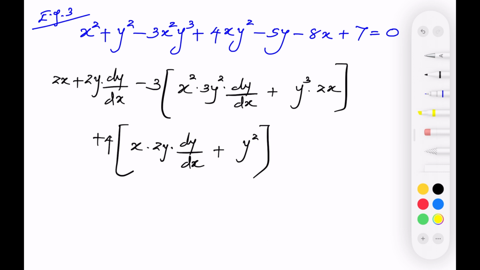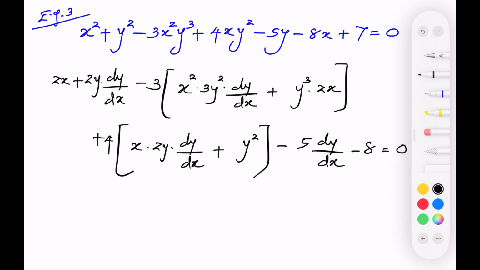And then we need to differentiate this term. It's just negative 5y. When you differentiate that, it will be negative 5. The derivative of y with respect to x is dy by dx. And then I need to differentiate minus 8x, which is equal to negative 8. And that's equal to 0.